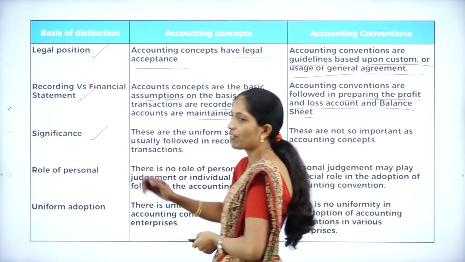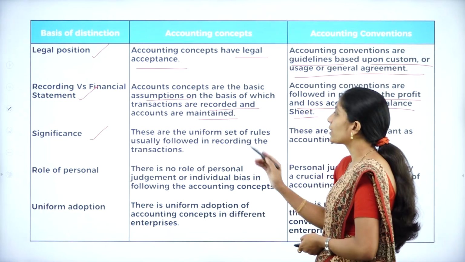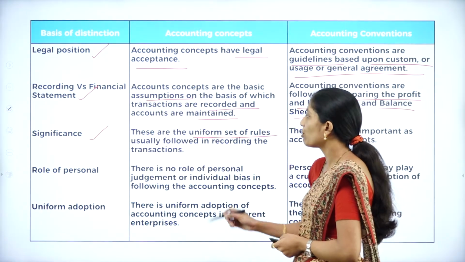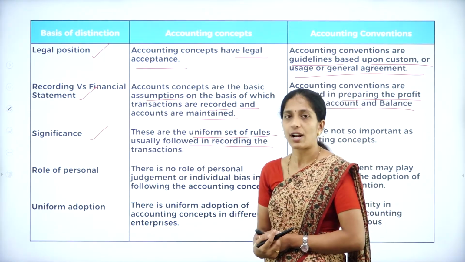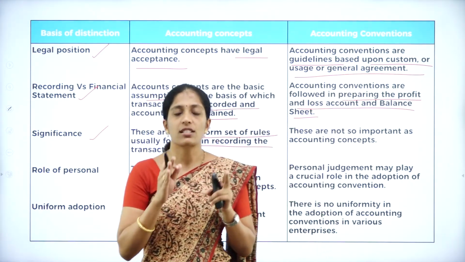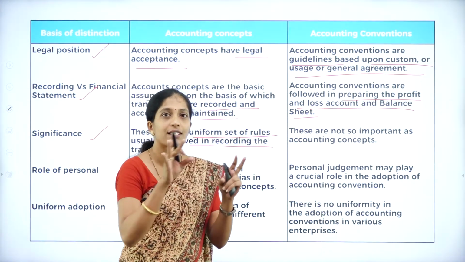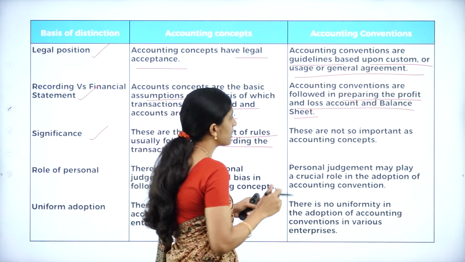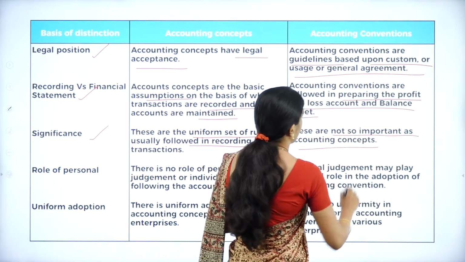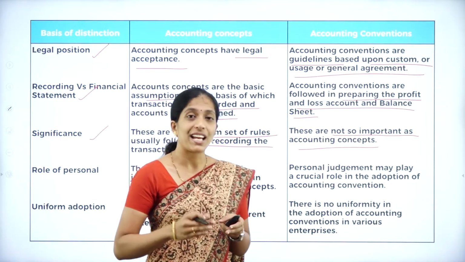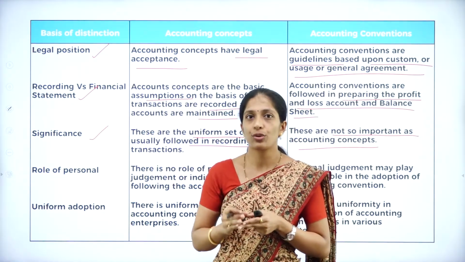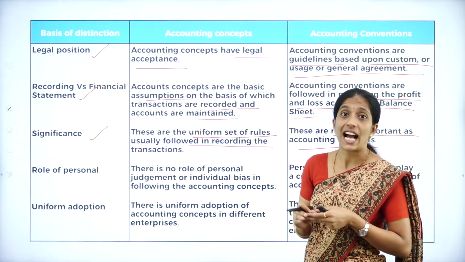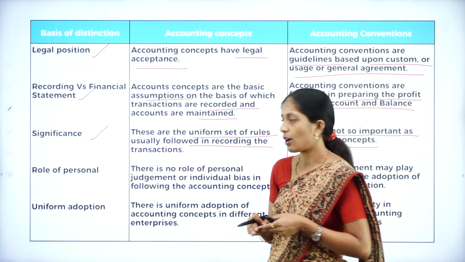Next, the third difference, significance. Under accounting concepts, there is a uniform set of rules usually followed in recording the transactions. Accounting concepts are similar for every organization, so there is a uniform set of rules to be followed. But accounting conventions are not as important as accounting concepts. The main intention of accounting concepts is to bring uniformity in the accounting statements, whereas accounting conventions are not that important.